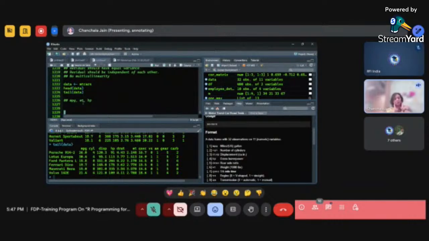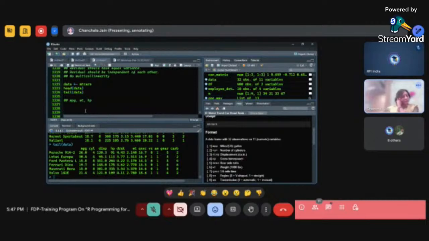Now I have taken three variables out of the mentioned variables, that is MPG, WT and HP, weight and horsepower. Firstly, I need to identify which will be my independent variable and which will be my dependent variable. Can anyone tell me which variable I should take as independent and which as dependent out of these three?